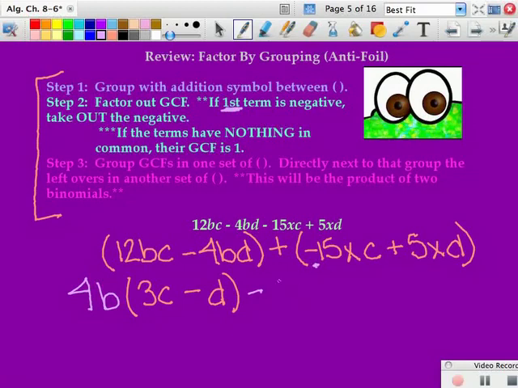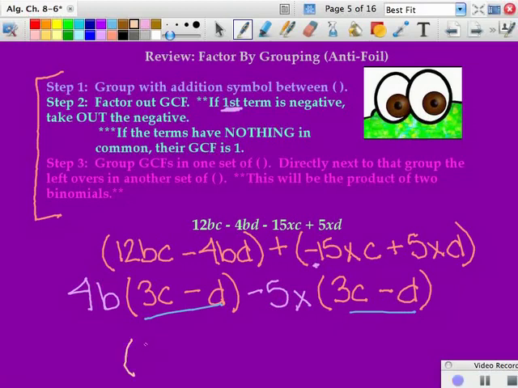They are both divisible by 5, and they're also both divisible by x. Then when we go through and divide, negative divided by a negative is positive, so it's a positive 3. X divided by x is 1, and then c. Now we're doing a positive 5 divided by a negative 5. That's a negative 1. X divided by x is 1, and we're left with d. Remember that the two that you have in your sets of parentheses here should be identical. In this case they are, so we are good to go.